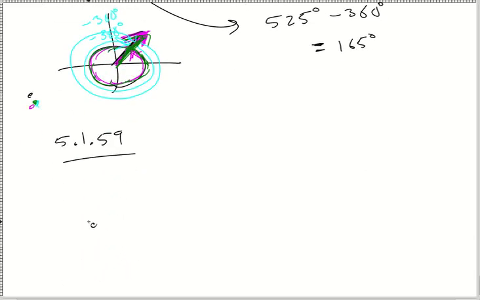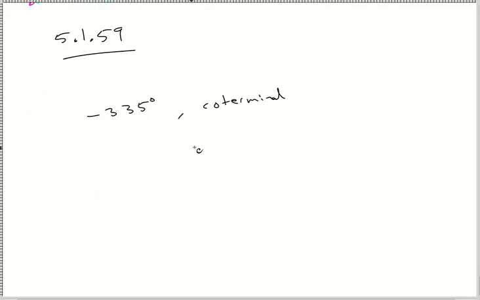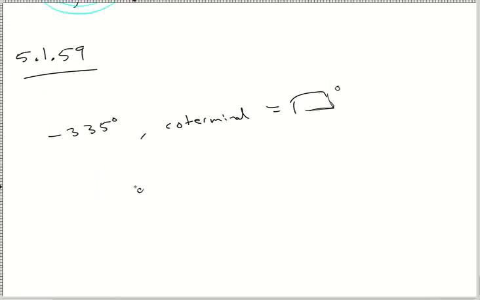159. But I had to explain it, of course. Negative 335. And they want something that's coterminal. Same idea. Now, they're wanting a positive angle less than 360. So let's try to figure that out. So if it's already negative and I want to make it positive, I'm just going to add 360 to it and see what happens. So negative 335 plus the 360 makes a positive 25 degrees.